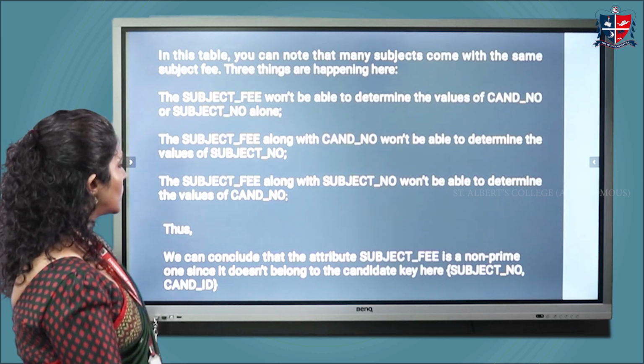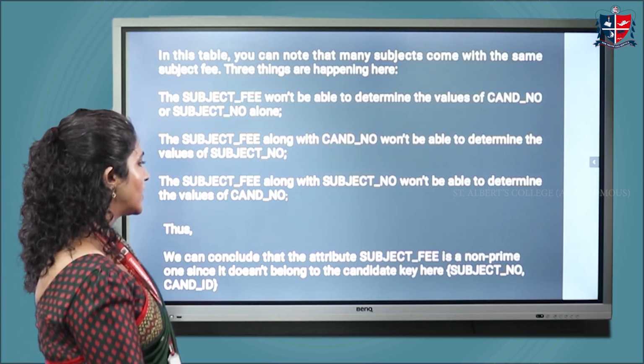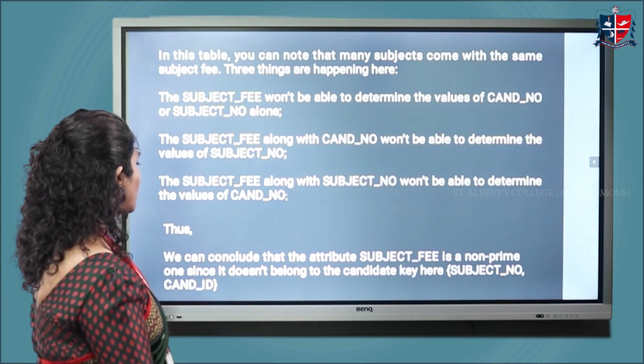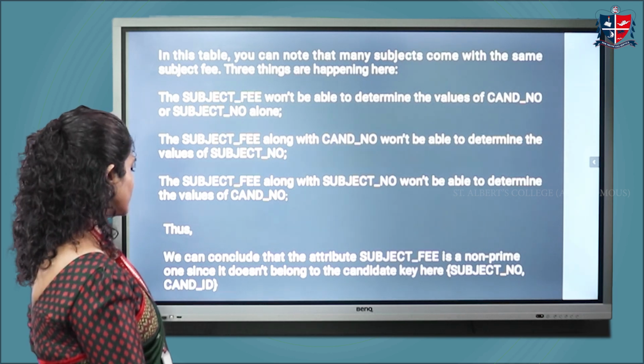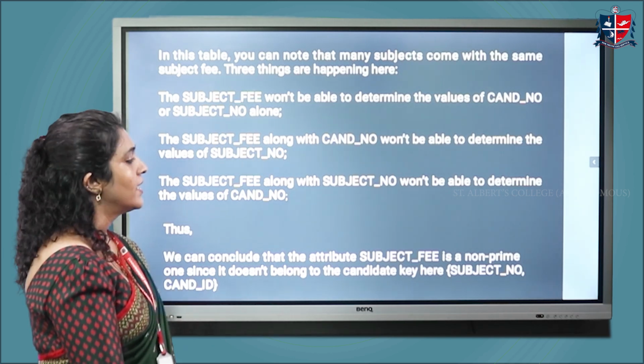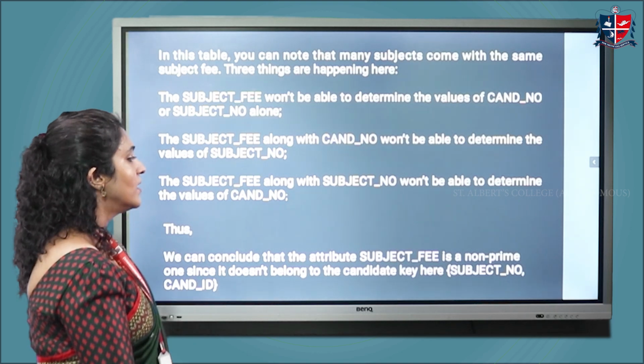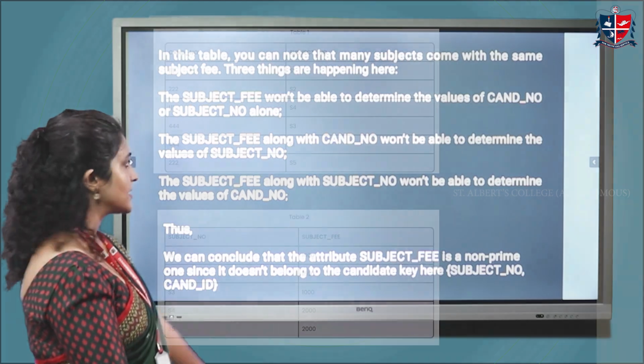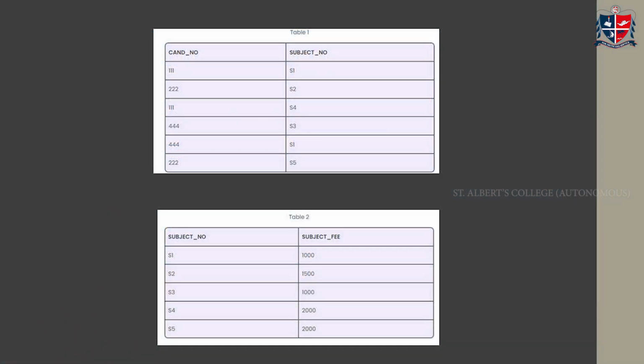Thus, we can conclude that the subject fee attribute is a non-prime one, since it doesn't belong to the candidate key here. The candidate key, subject number and candidate ID, is a composite key. So we have the issue of partial dependency, and the table is not in second normal form.